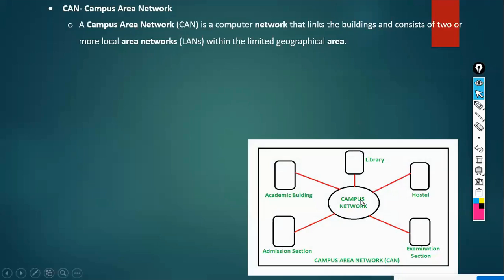So, for example, here you see this is my university campus network. I have academic buildings, a library, a hostel, examination, admission section. Every university is very big, right? The academic building is one LAN, the admission section is one more LAN, examination is one more, and the hostel will have one more LAN. All of this will be connected through a campus network, which is dedicated only to this area. You can take any university, and the cable management and everything will be limited to that organization.